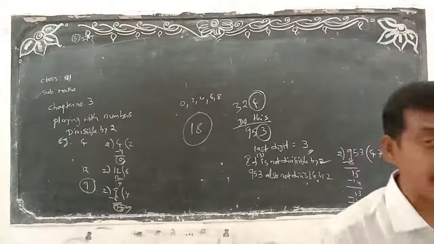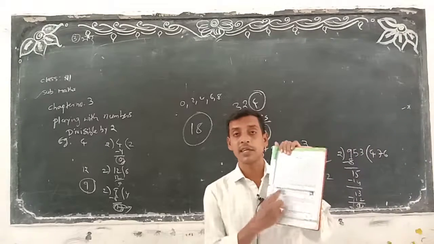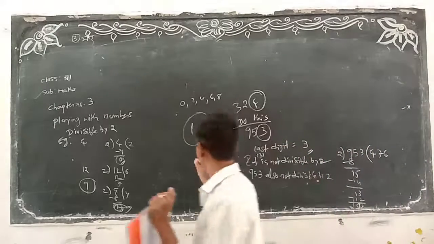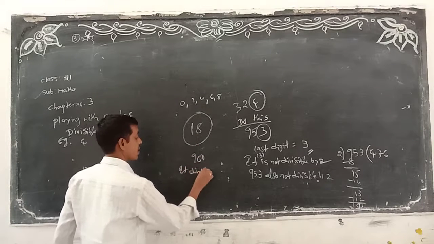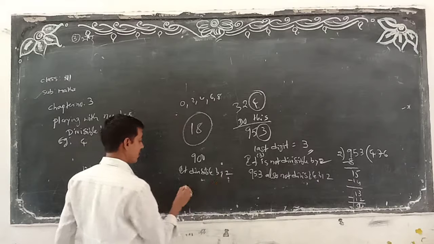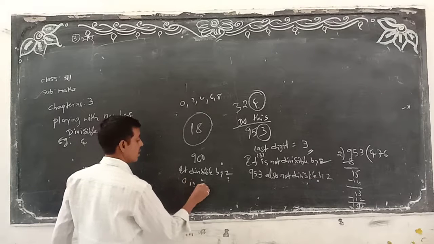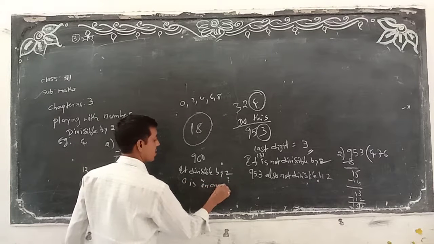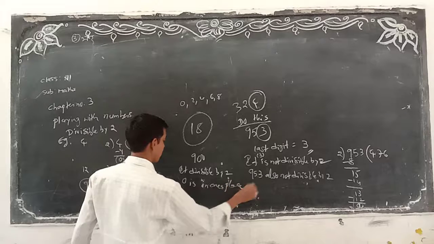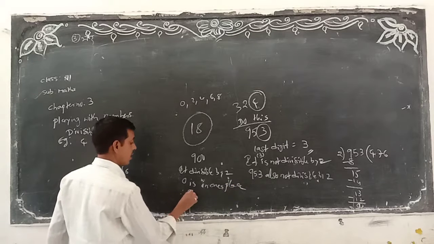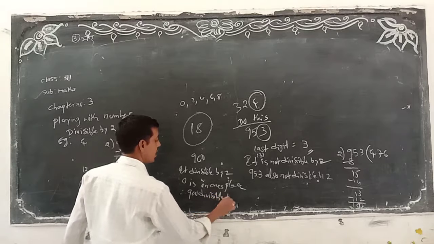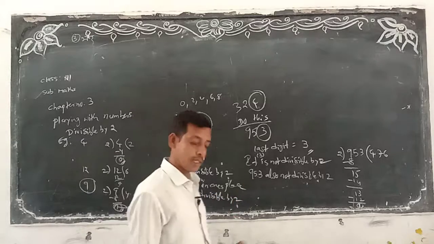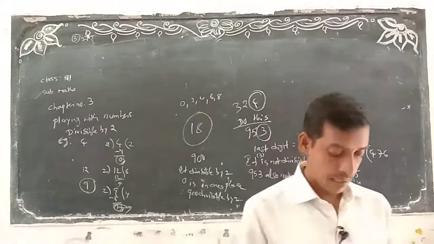Remaining problems: 900 is also divisible by 2. Why? Because the last digit is 0. Simply you can write 900 is divisible by 2, because 0 is in the ones place. Therefore 900 is divisible by 2. Okay? Is it clear now?